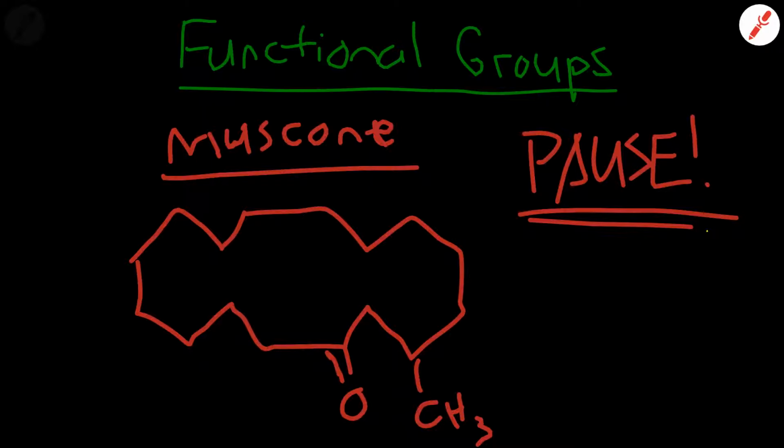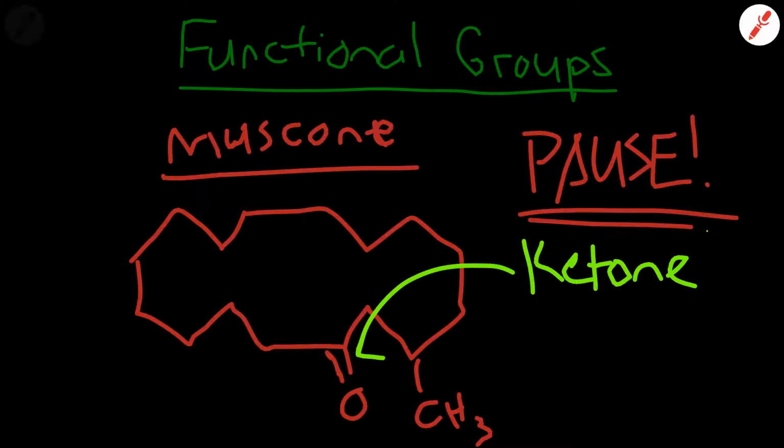Alright, so now that you've paused and found the functional groups, I will show you that we have the ketone right there. We have a carbon there, double bond to the oxygen. And other than that, it's all just alkanes, which we don't have to identify. So there's muscone.